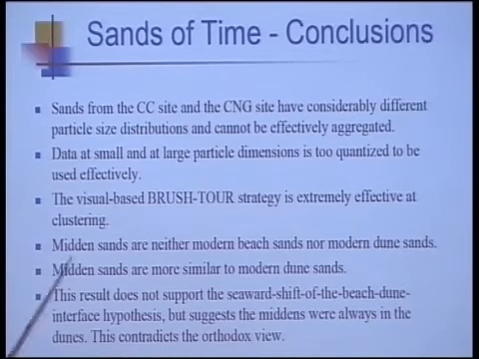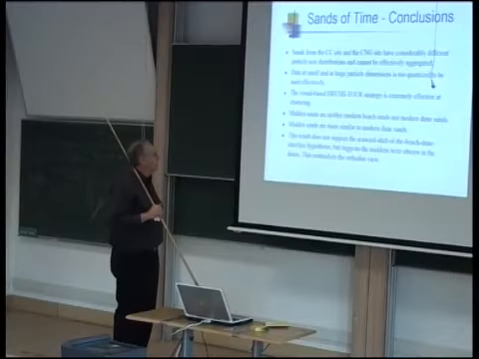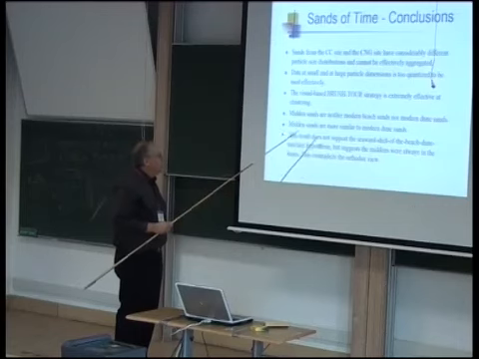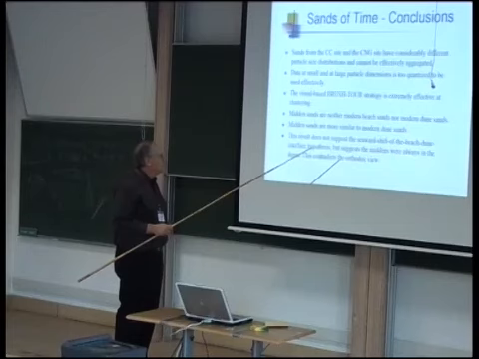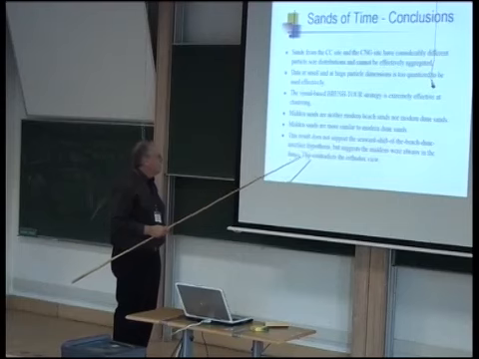So when we did this stuff, we did a partial grand tour. We didn't include these things where the particle sizes were either too big or too small. So the brush tour strategy is effective at doing the clustering. The conclusion is that the midden sands are neither modern beach sands nor modern dune sands. They are more similar to modern dune sands, but the result does not support the seaward shift of the beach-dune interface hypothesis, which is common in the literature.